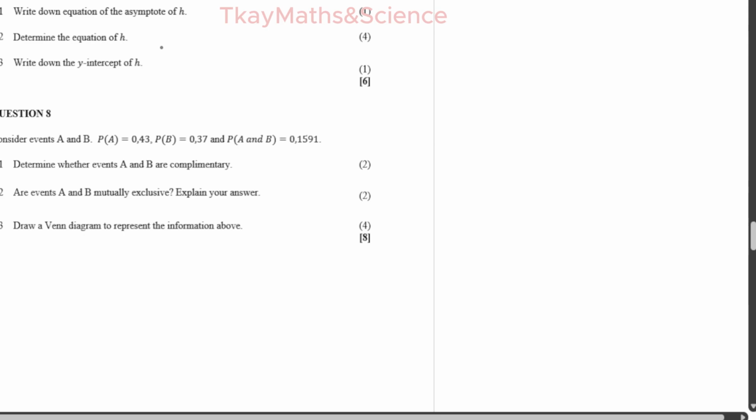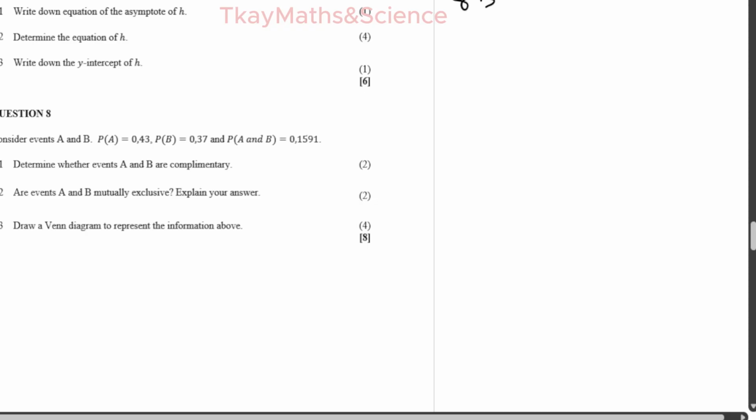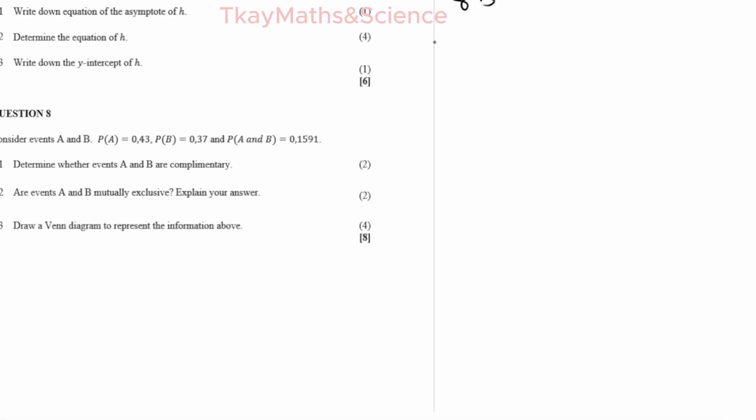We're going to do question 8.3. Draw a Venn diagram to represent the information above. First of all, we know our probability of getting A and B. That is, the probability of getting A intersection B is 0.15. That's written here.